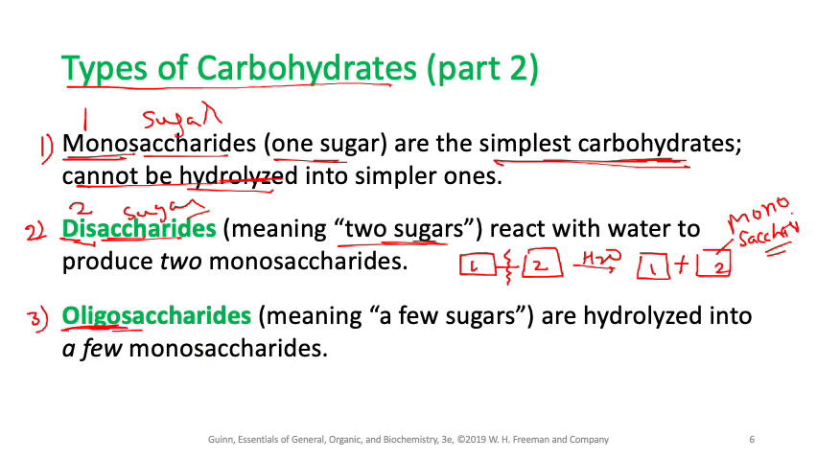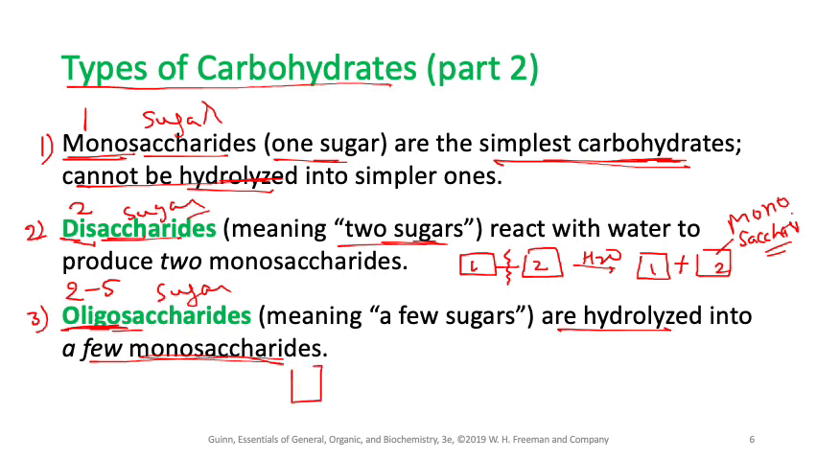Then we have oligosaccharide. Oligo means few. It normally goes from 2 to 5 sugar molecules. So whenever you hydrolyze an oligosaccharide, you're going to get a few monosaccharides. It can be 3, 4, or 5, but it won't be more than 10. Make sure you know how to define mono, di, and oligosaccharide. Let's go to the next slide.